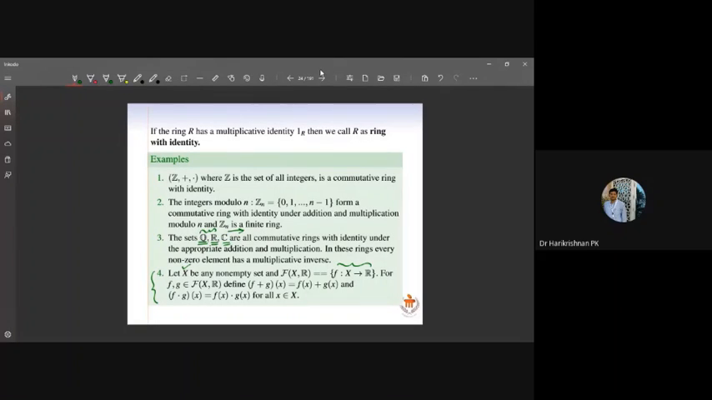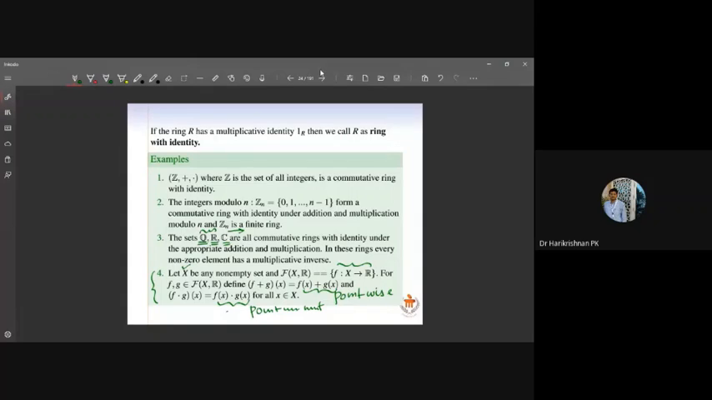So addition of two functions. If f is a mapping from X to R, you take a g from this collection, then f plus g also will be a mapping from X to R. For that one, how am I defining f plus g? (f plus g)(x), for any element x in the domain, is f(x) plus g(x). So this way of defining the addition is called the pointwise addition. And I am defining (f times g)(x), which is equal to what? f(x) times g(x). This is what is called the pointwise multiplication. So I am defining the pointwise addition as well as pointwise multiplication.